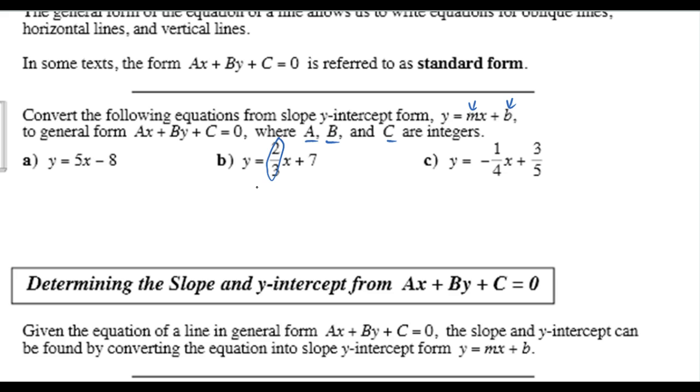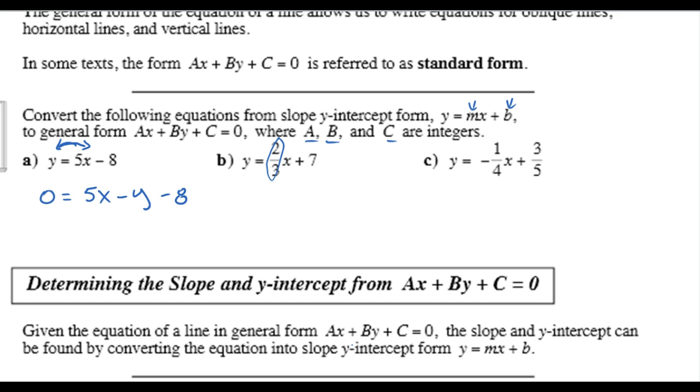Okay, so the first thing I want to do is get everything to one side of the equation. Actually, the easier thing to do is to get everything to the right side of the equation, because I have more things on the right side. So all I need to do is get the y over. So I'm going to subtract y from both sides, and I'm going to end up with 0 on the left side. And then it's going to be 5x minus y minus 8.